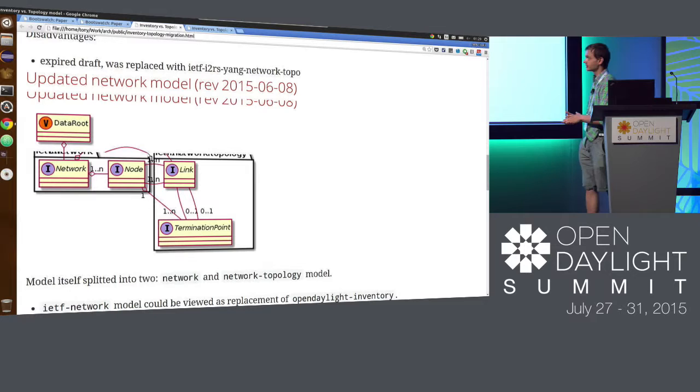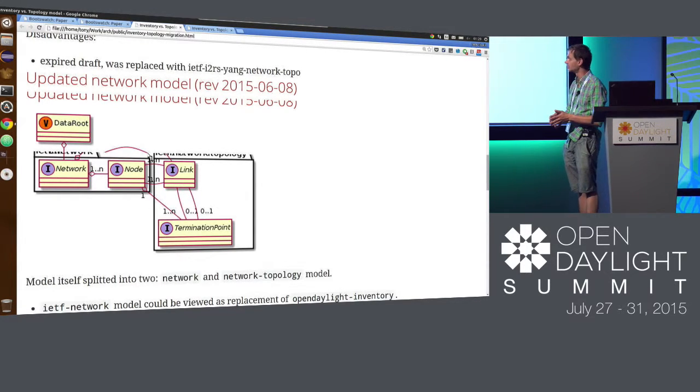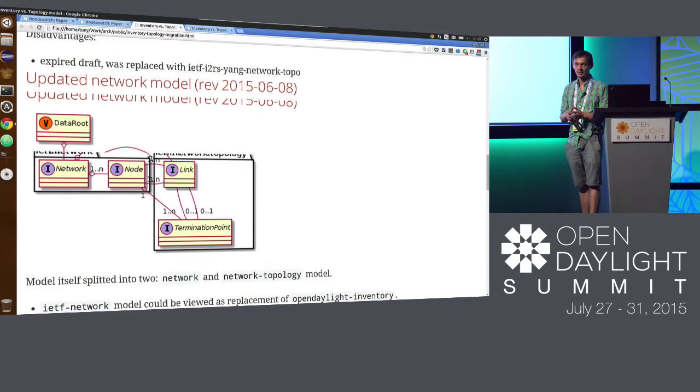And one is a network model. The network model is really simple. You have a top-level container, you have a list of the networks which contains nodes. This really seems similar to the inventory model, but then this model is augmented with the notion of the link and termination points, which are terminating a link. So it's the best of both worlds. You could use it to model inventories without the links. You could use this model also to model the topologies, and it fits naturally because the topology is just an extension of the network model.